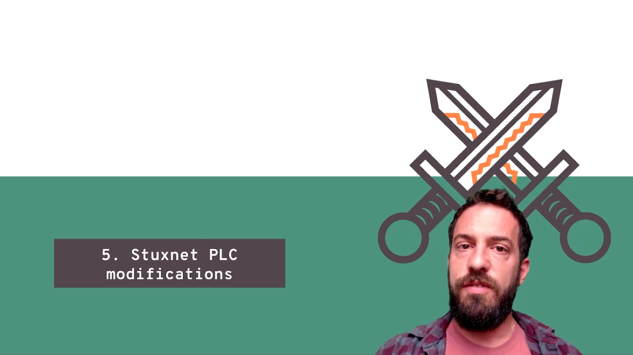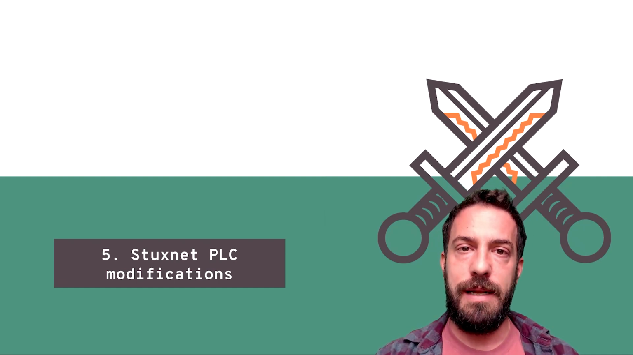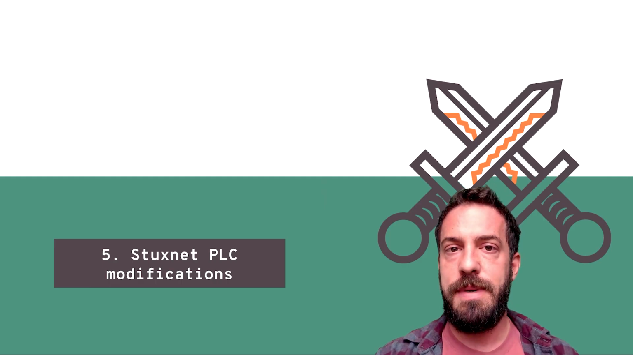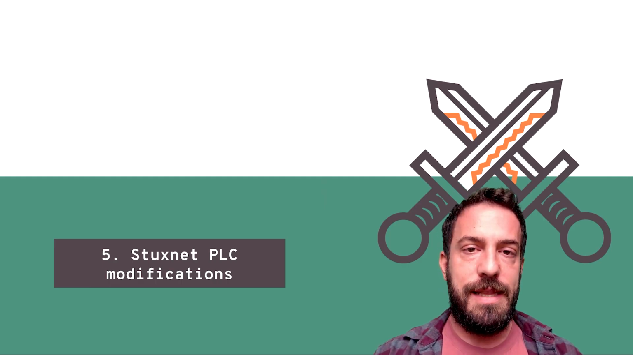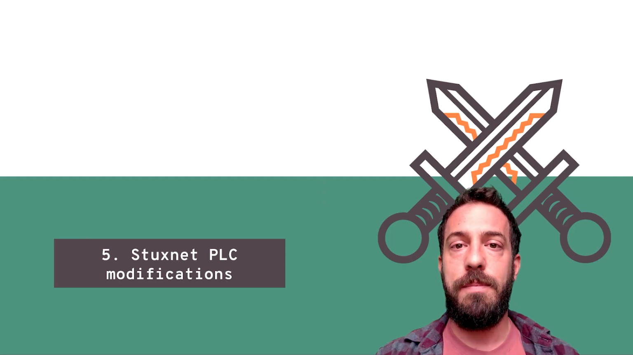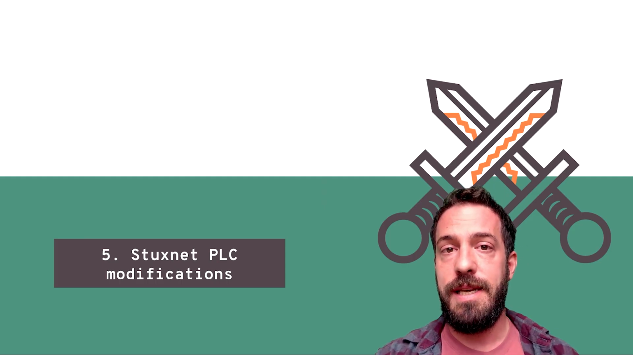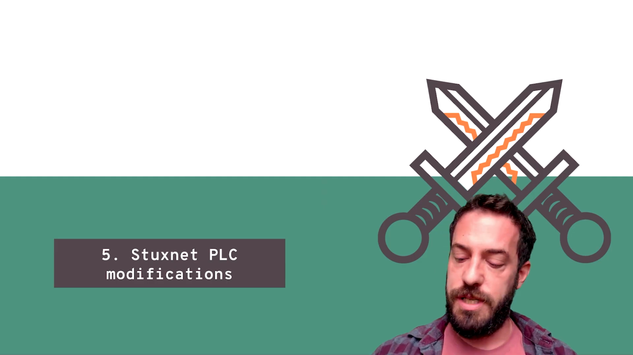Up till now, we have been discussing how Stuxnet propagates using Windows vulnerabilities. So up till now, Stuxnet has been regular malware. But now we're going into the details of what Stuxnet did exactly to the PLCs, to attack the PLCs and ensure that the PLC would be used to destroy the centrifuges.